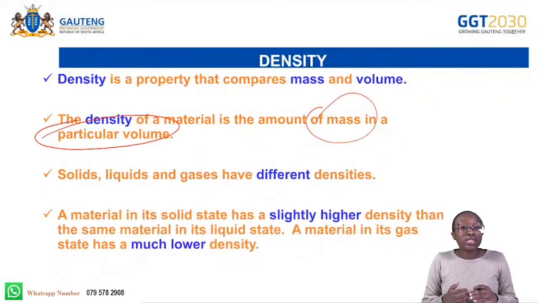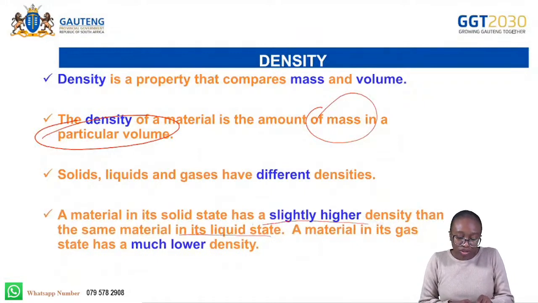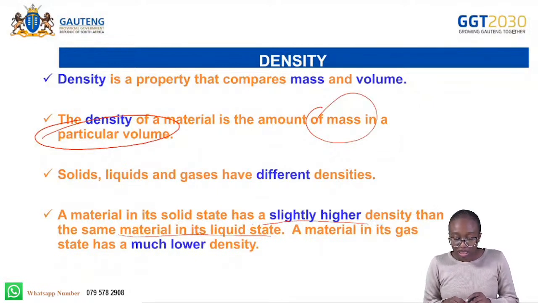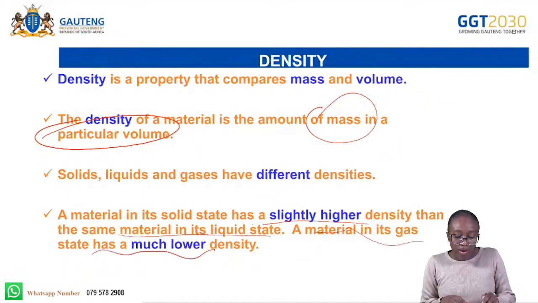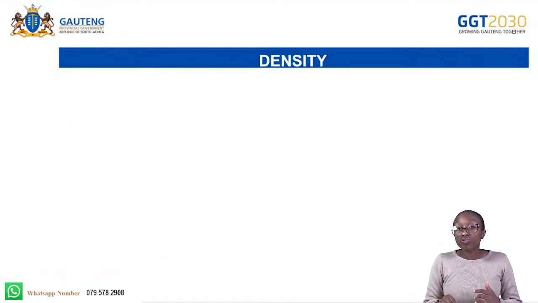So a material in its solid state will have a slightly higher density than the same material in its liquid state, and a material in its gas state has a much lower density. So if we take one material, and we measure its density in its gas state, its liquid state, and its solid state, it will have 3 different densities. The highest will be in its solid state, followed by its liquid state, and then the least density will be in its gaseous state. This is for most materials.